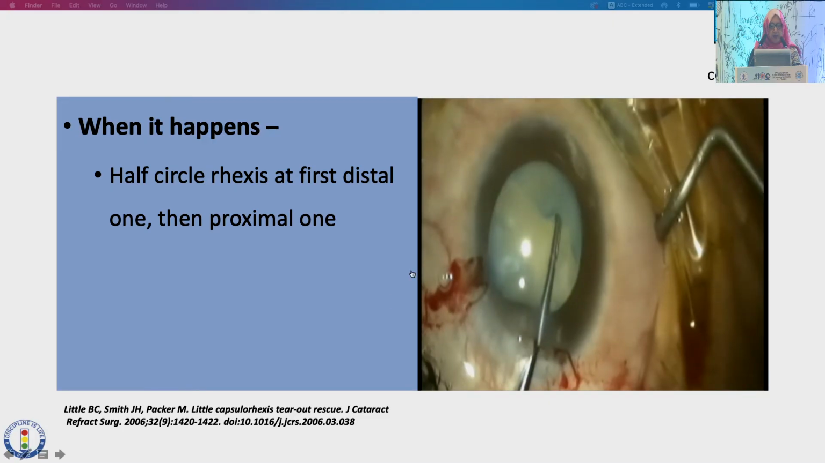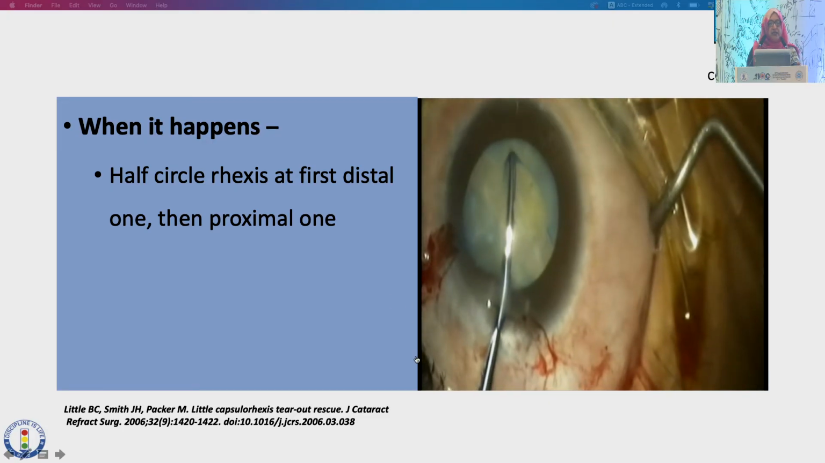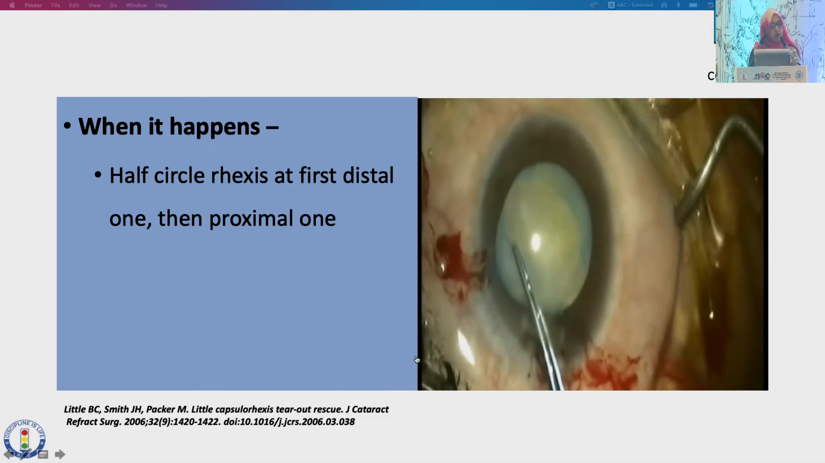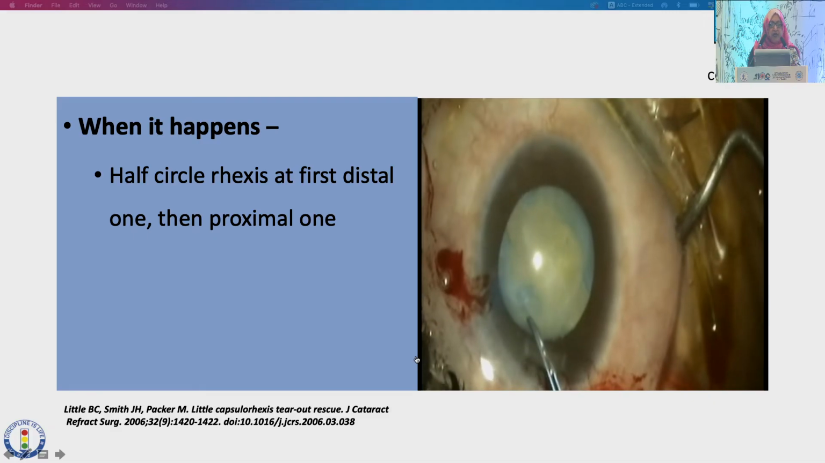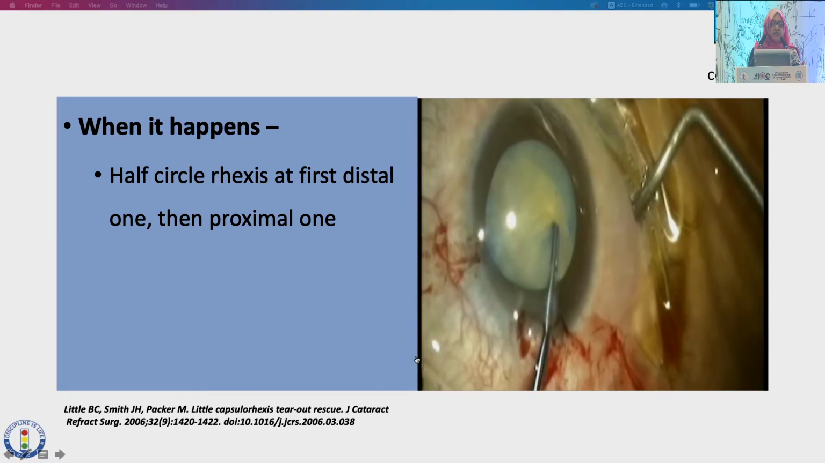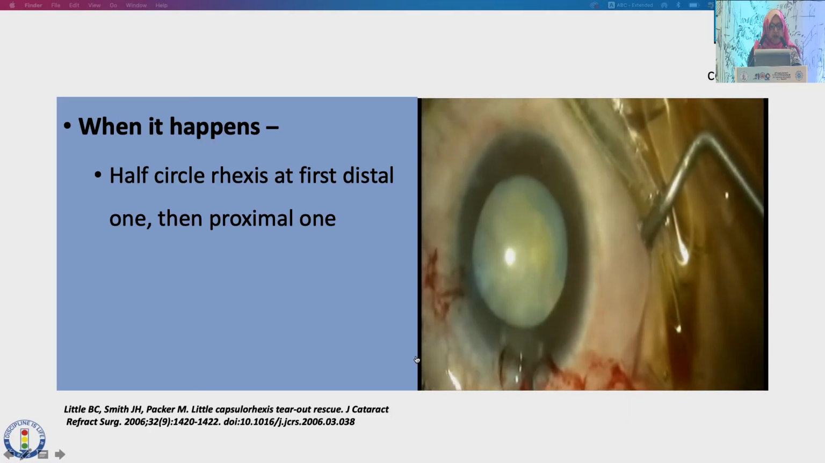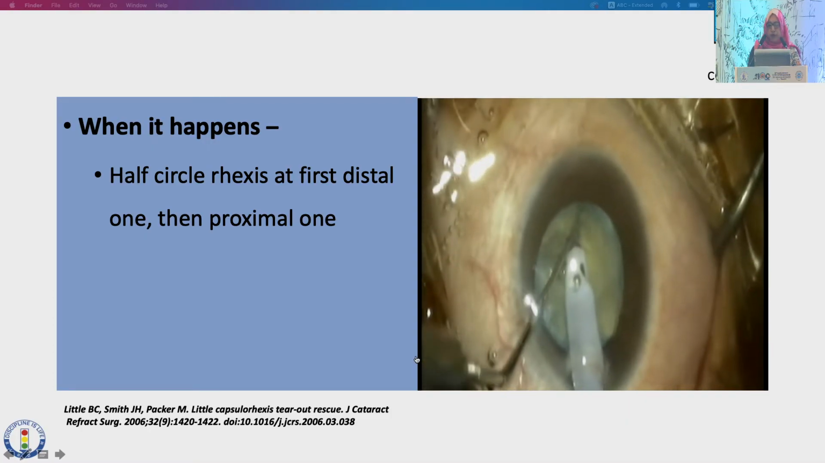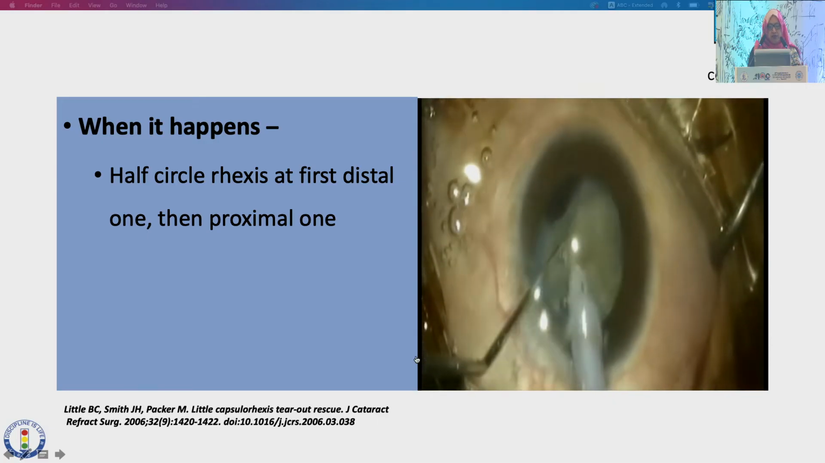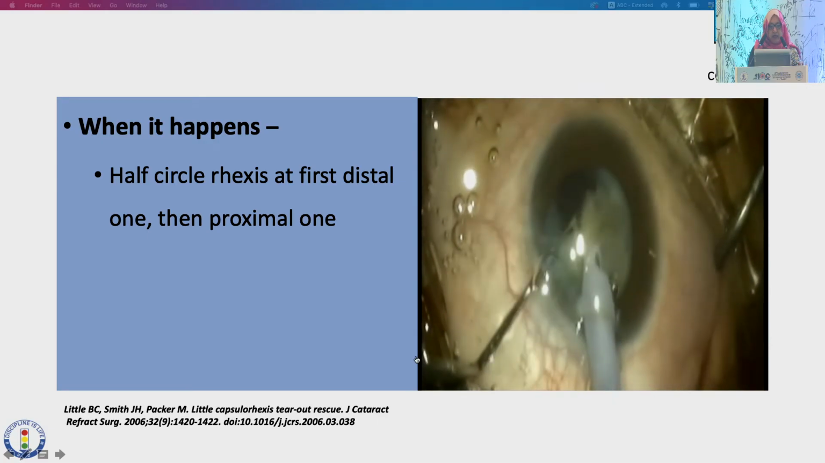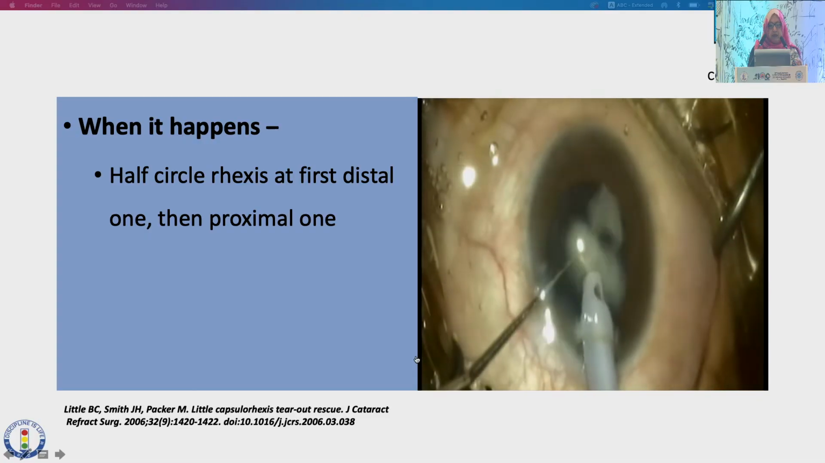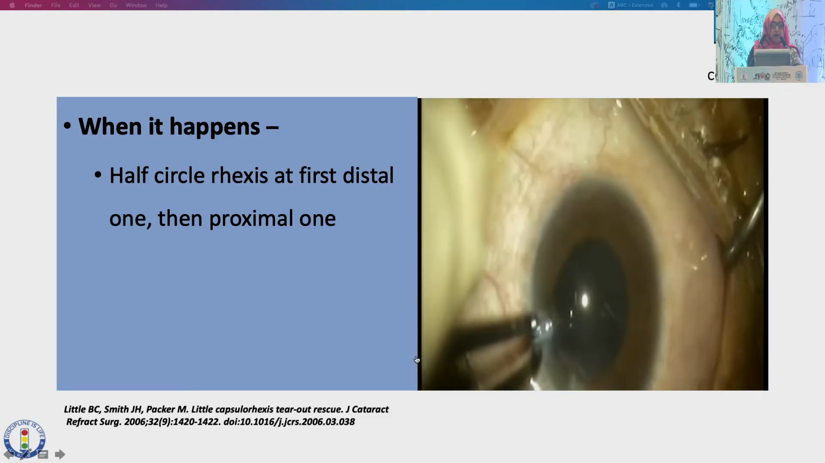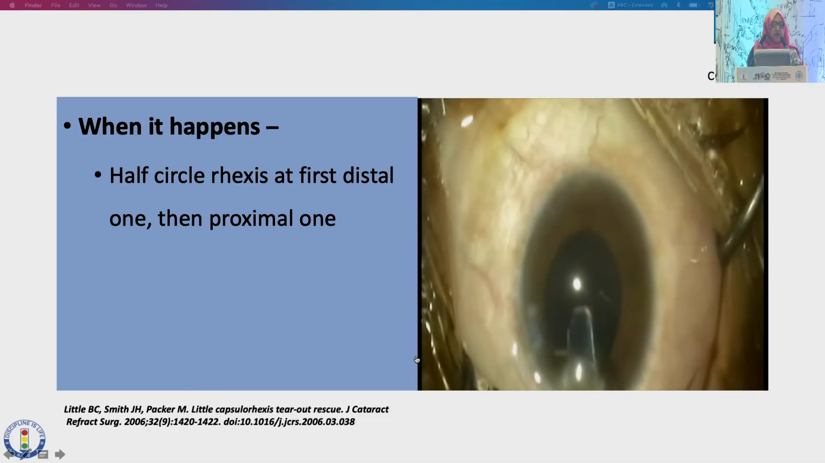In case of radial tear or Argentinian flag sign, it has to be taken care of. We could continue phaco by doing a half circle rhexis, at first the distal one, then the proximal one, and the remaining portion of the phaco should be done very gently and cautiously, and we could place the IOL perpendicular to the tear.